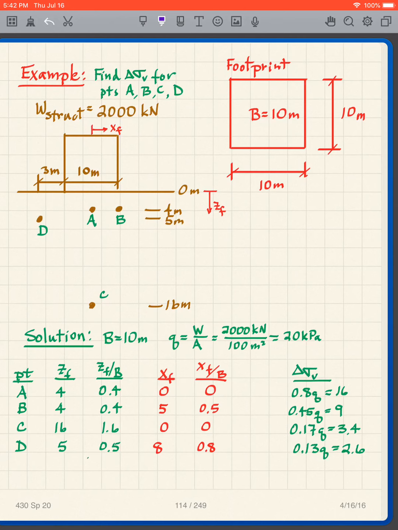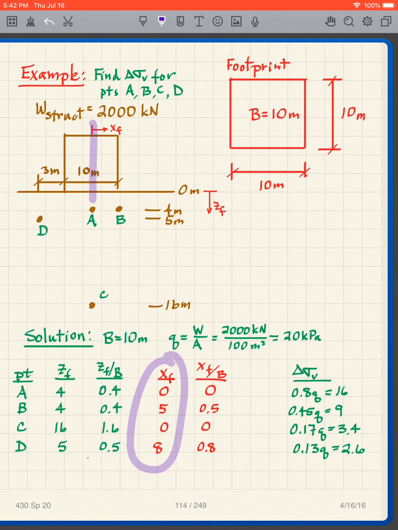And so we're going to start by making a table here, points A, B, C, and D. We're going to list the z sub f, which I just went through. And we're going to calculate z sub f over b, which b is 10 meters. So we have our z, 4 goes to 0.4, 16 goes to 1.6. We simply divide by 10. 5 goes to 0.5. We're going to list the x sub f for each point.